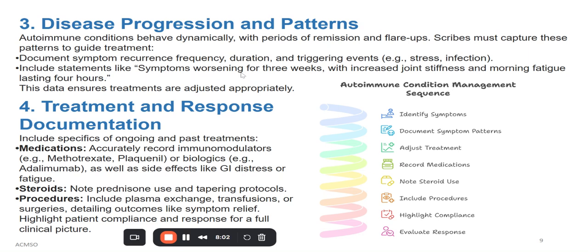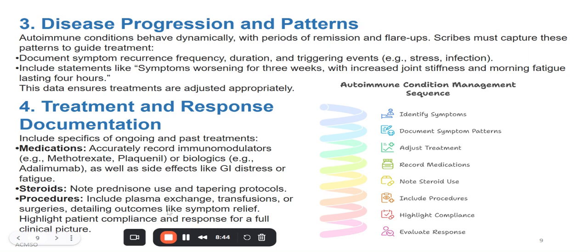Treatment and response documentation includes specifics of ongoing and past treatments. Medications: accurately record immunomodulators, for example, methotrexate, Plaquenil, or biologics, for example, adalimumab, as well as side effects like GI distress or fatigue. Steroids: note prednisone or prednisolone use and tapering protocols. Procedures include plasma exchange, transfusions, or surgeries, detailing outcomes like symptom relief. Highlight patient compliance and response for a full clinical picture. And here is a diagram on autoimmune condition management sequence.